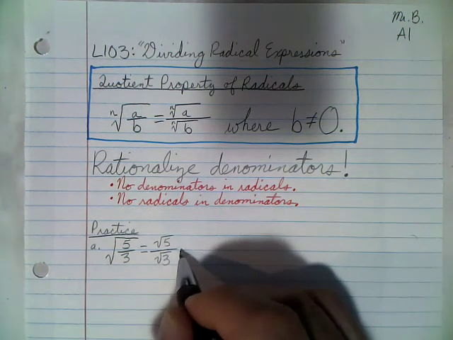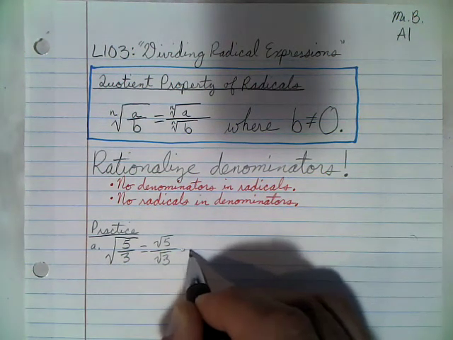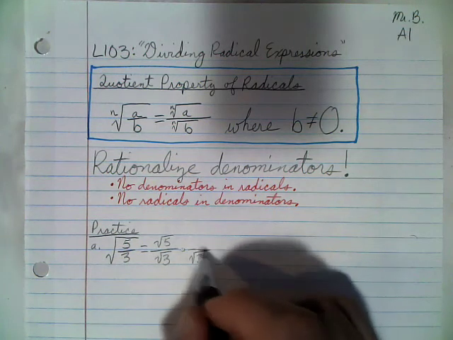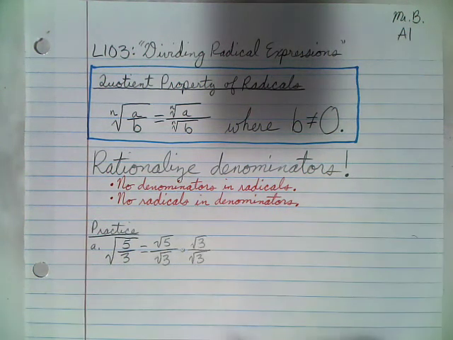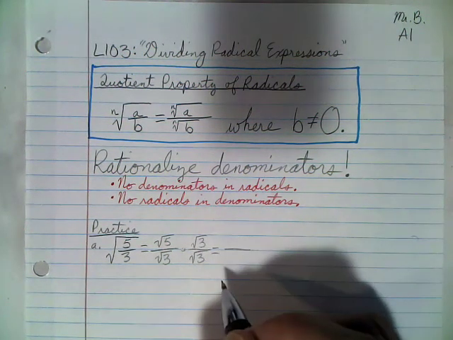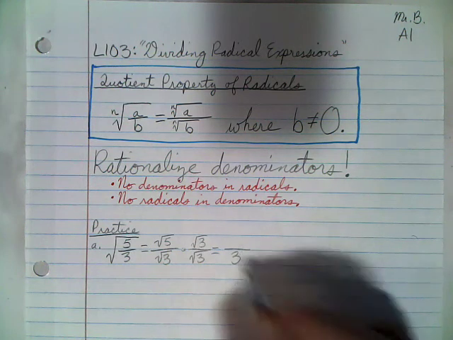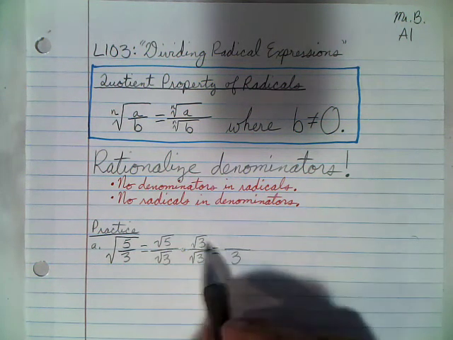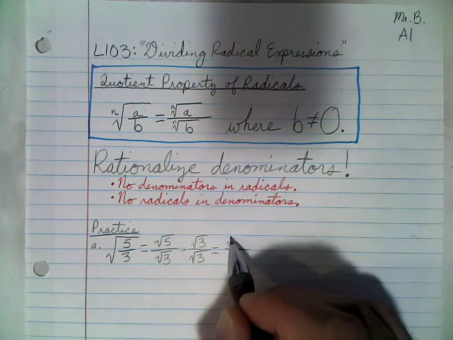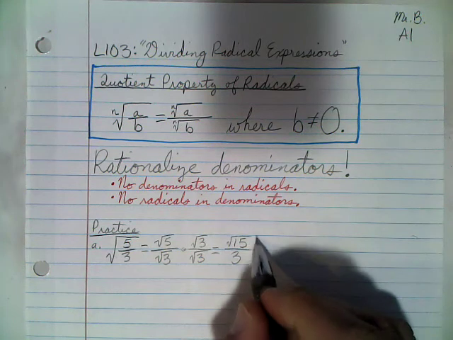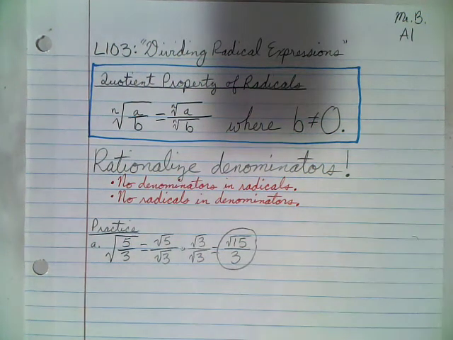Well, what I can do here is I can multiply by a form of 1 where I use the square root of 3. Because then the square root of 3 times the square root of 3 will just be 3. And up top, the square root of 5 times the square root of 3 becomes the square root of 15. And that, ladies and gentlemen, is my simplified answer.